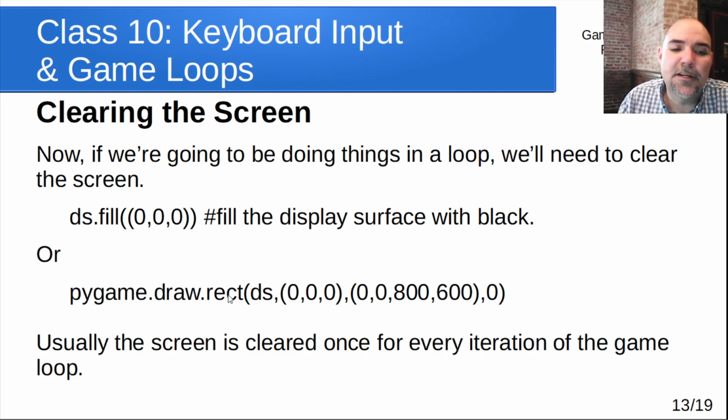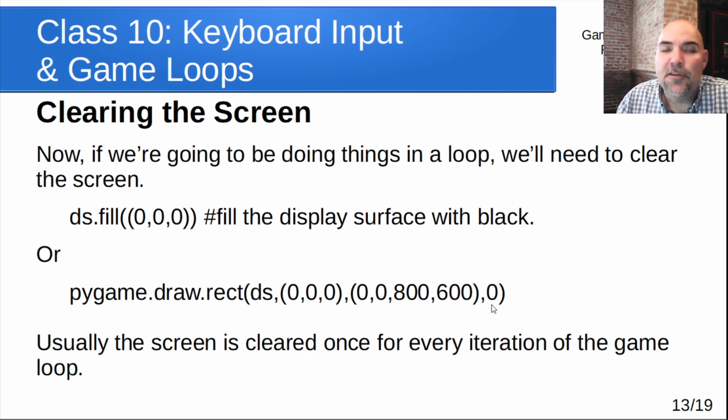You can also clear the entire screen or just some sub portion of it by using a rectangle. And we already learned how to do rectangles 2 lectures ago. So pygame.draw.rect onto the display surface, color of black, 0, 0, 800, 600. That's the whole screen the way that we created it in our examples. And then 0 makes it filled in.